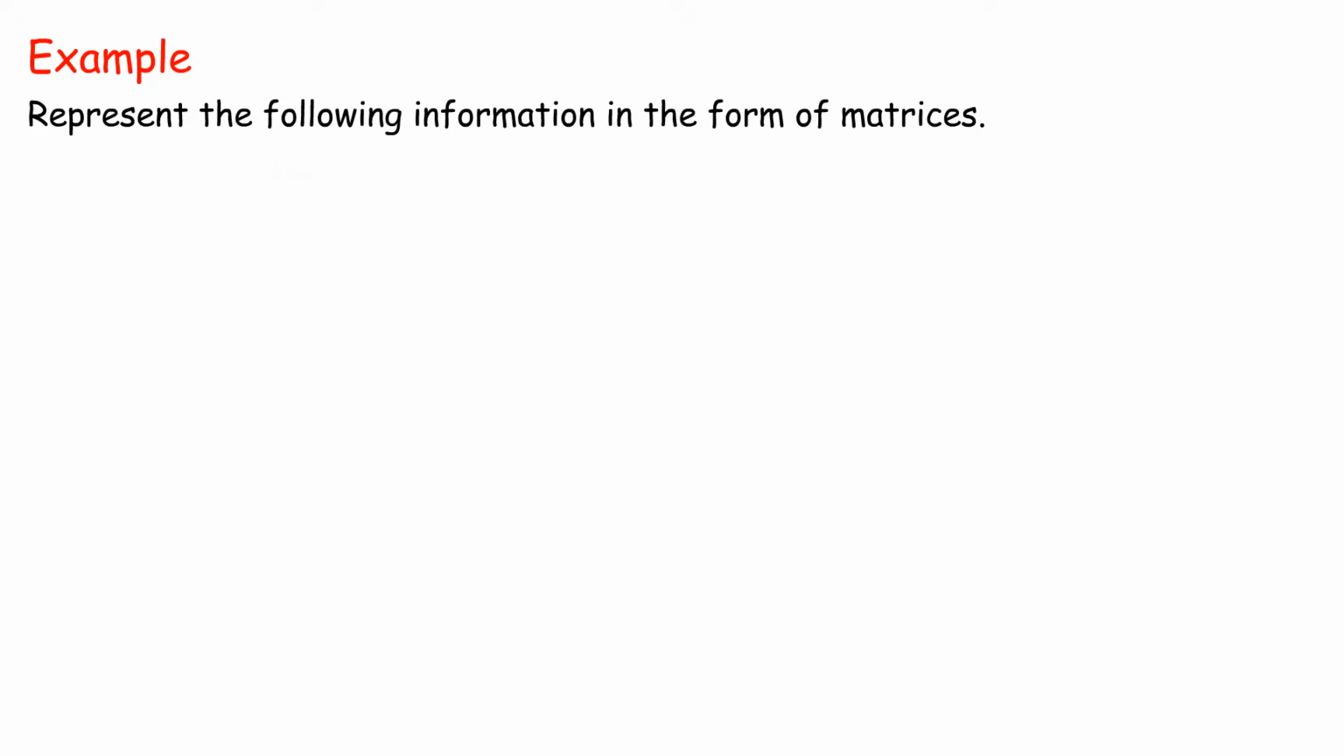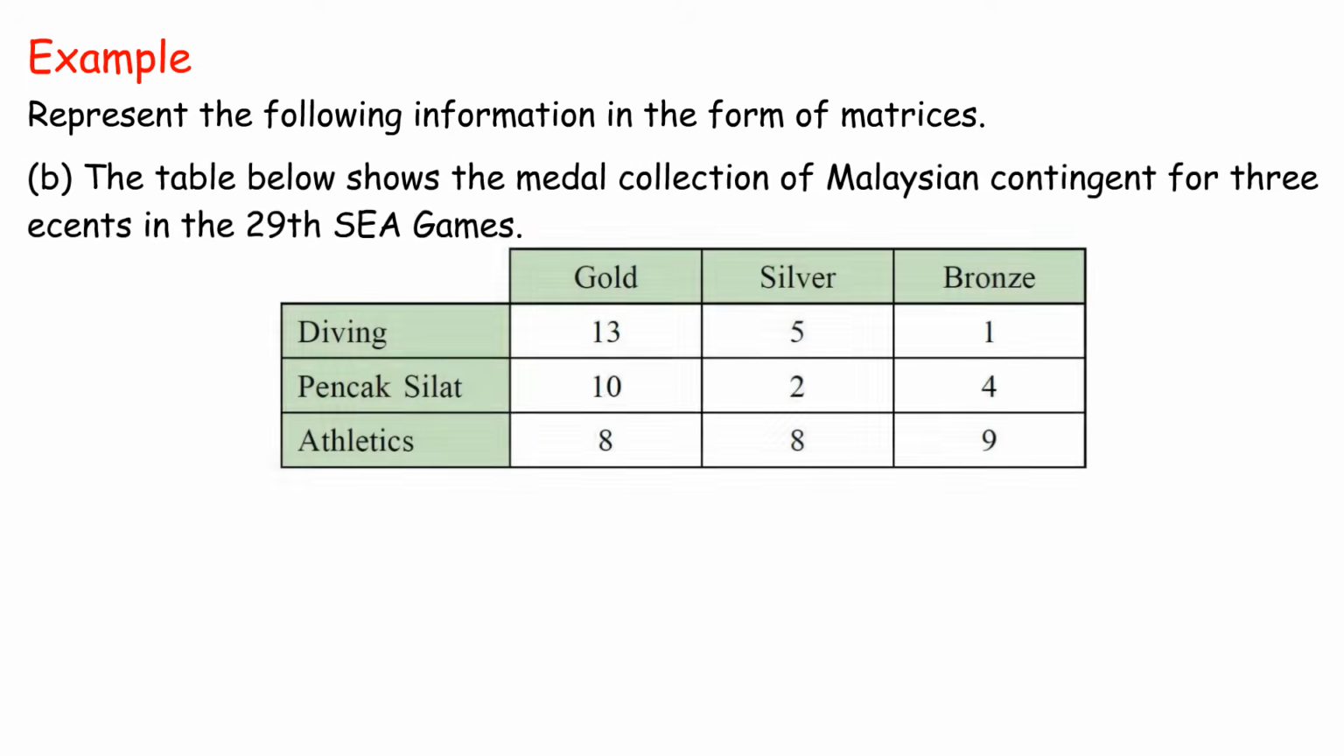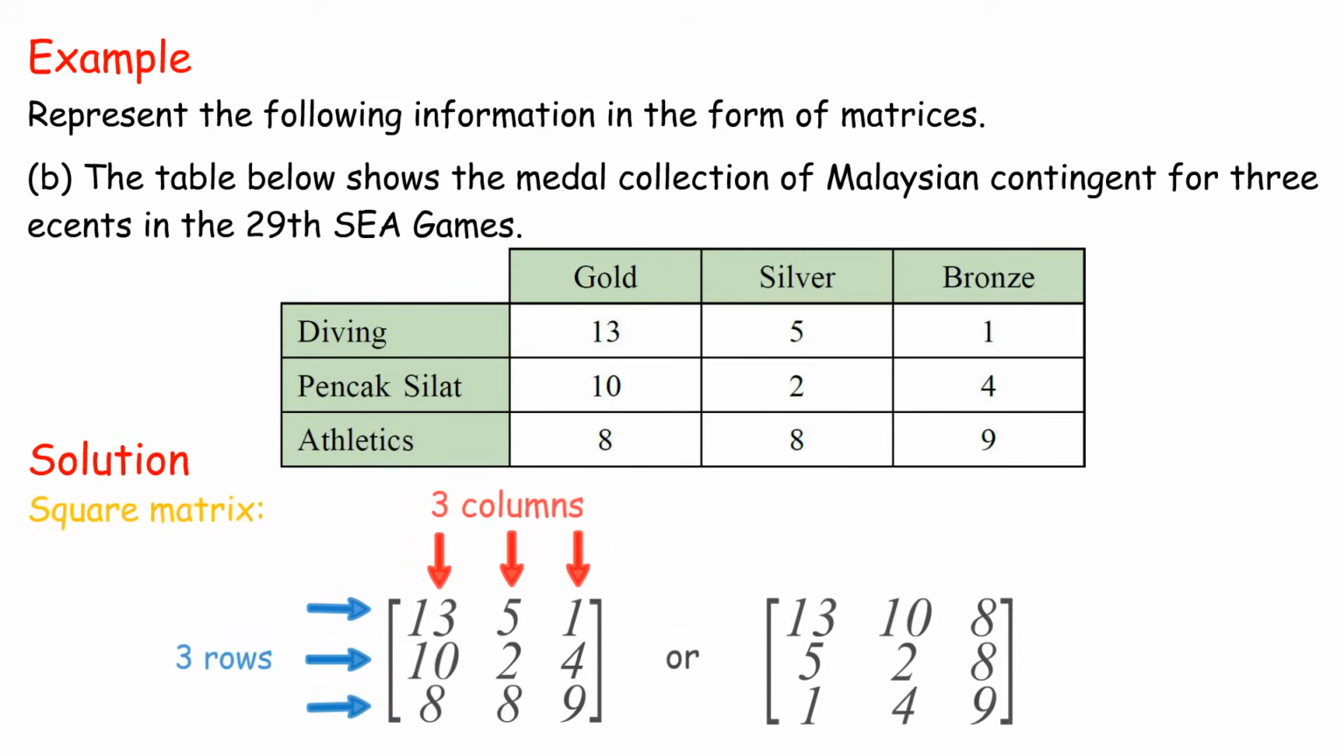Example B. The table below shows the medal collection of the Malaysian contingent for 3 events in the 29th SEA Games. Solution: we can represent the table with a square matrix, which has the same number of rows and columns.